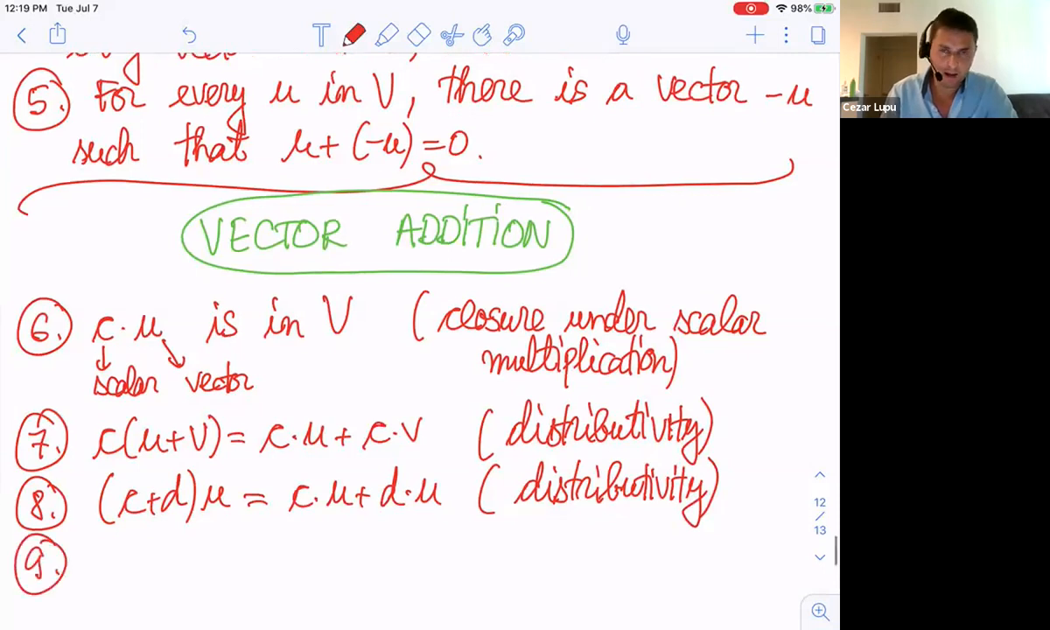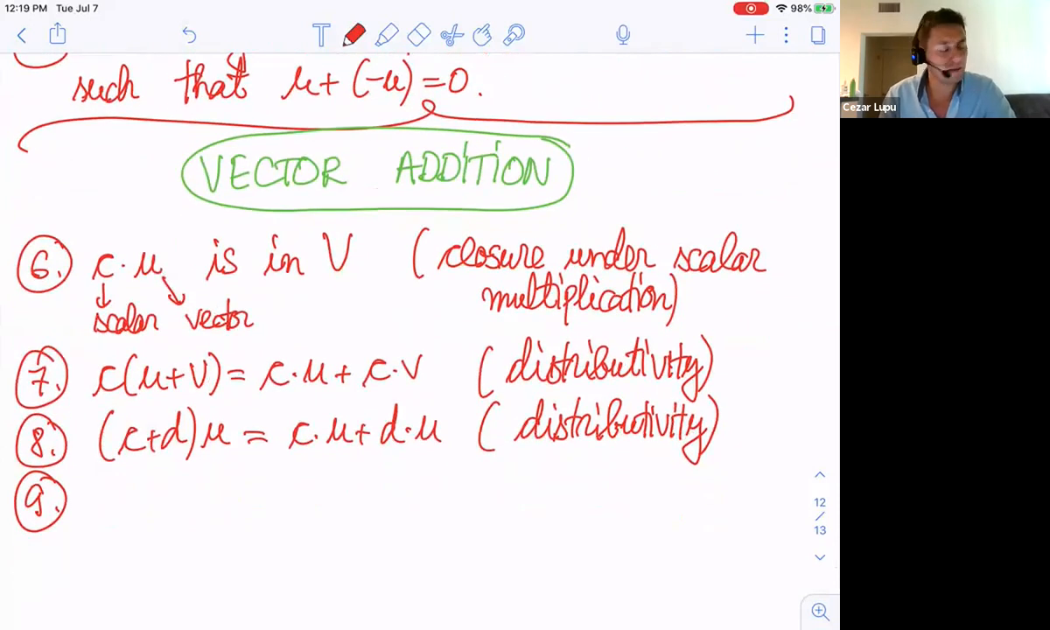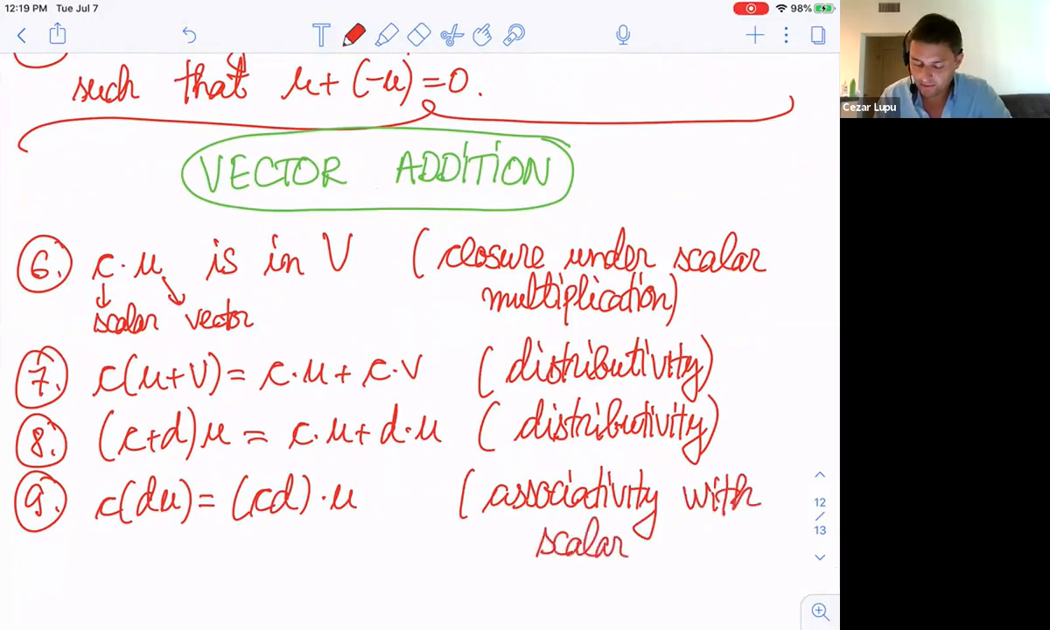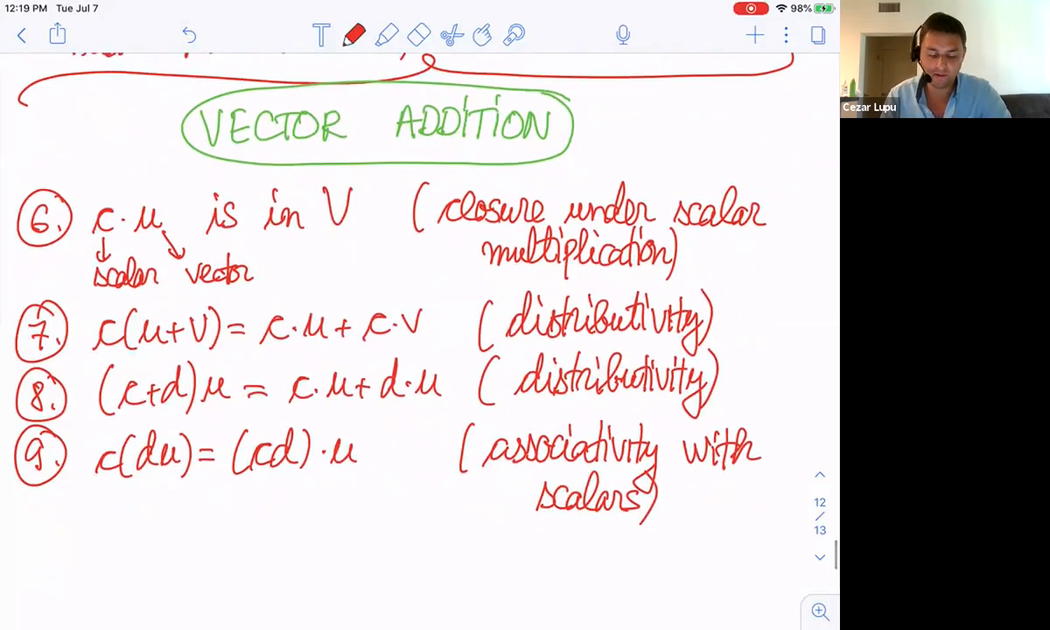And the ninth, I hope I'm not forgetting anything: C times (D times U) equals (CD) times U. You multiply the scalars, times U, the vector. This is what we call associativity, some kind of associativity property with scalars, let's say. Although it's kind of an abuse of language, because there are also vectors involved. U is a vector.